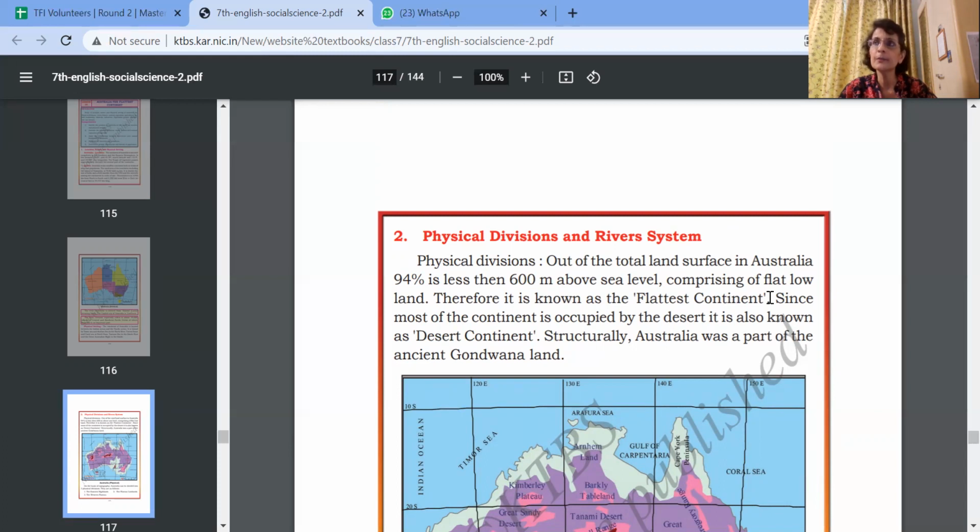Because it has the maximum deserts. Desert you understand, right? रेगिस्तान.